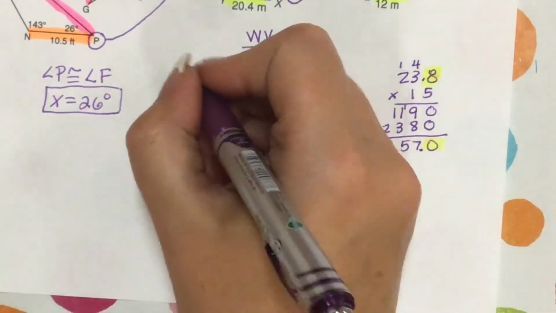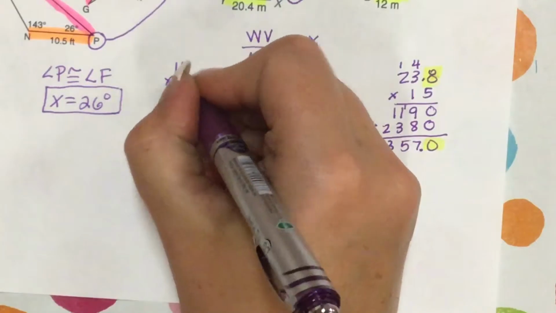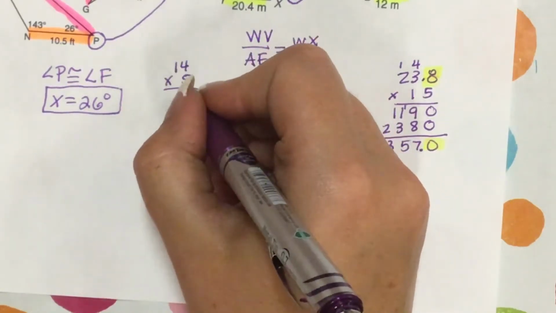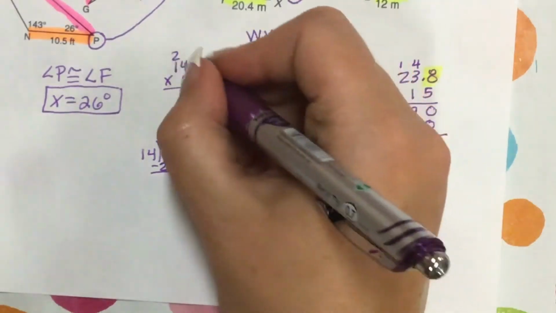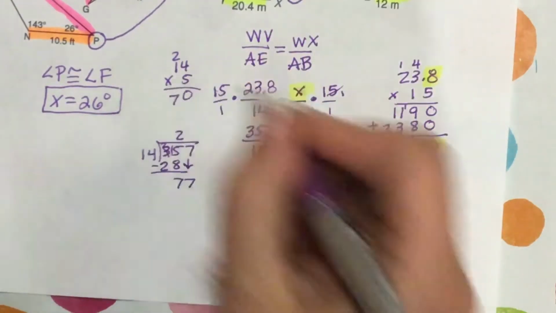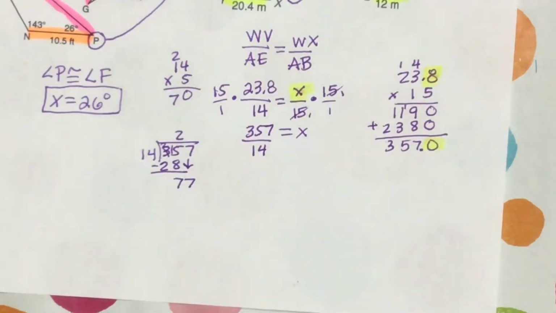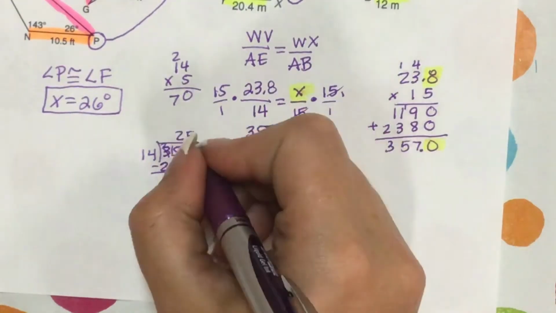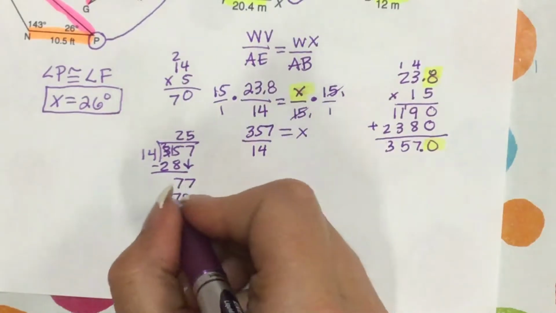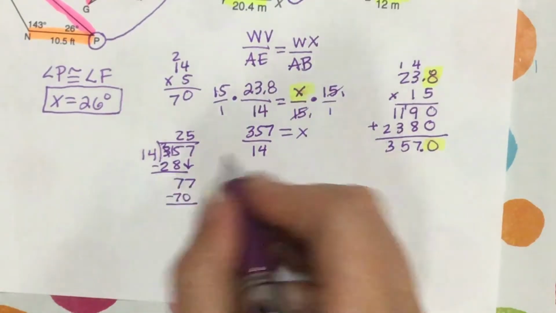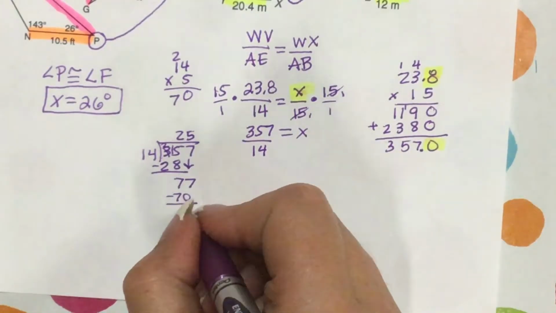So right here I'm going to go 14 times 5. 5 times 4 is 20. Write the 0. Carry the 2. 5 times 1 is 5 plus 2 is 7. So 70. It's going to go in 5 times. And then 5 times 14, I just did it. So it's 70 right here. And then I'm going to subtract, which is going to give me 7.